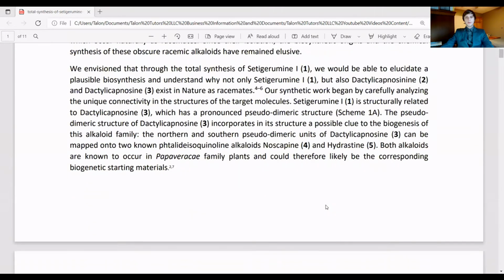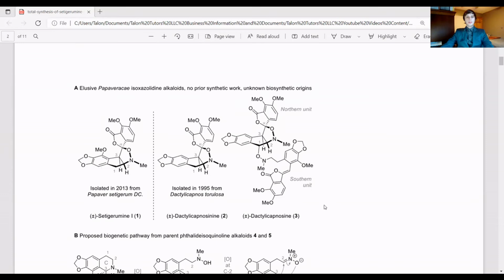So going down to the first figure, we see the structures of Setigerumine I right here. First isolated in 2013 from Papaver setigerum. Dactylicapnosine 2, which was isolated in 1995. And this dactylicapnosine is more of a dimeric structure, very complicated, southern-northern unit. We're not going to be focusing on that for the scope of this, just these two compounds right here. They're hard to say as it is.